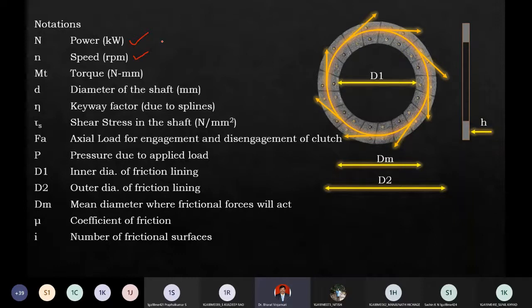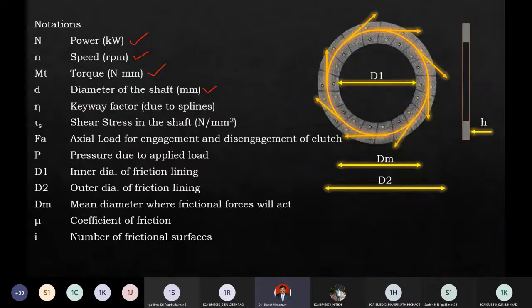Try to see the notations, guys. Small n. Torque: we are trying to find D1 and D2, but to find D1 and D2 you have so many things which you need to make use of. So you have something called torque. How much is the torque to be applied? Now D is the diameter of the shaft, which is very important.